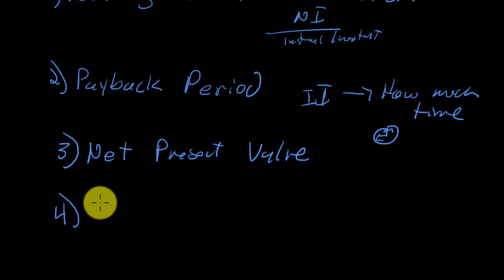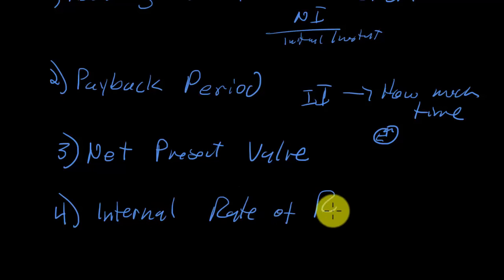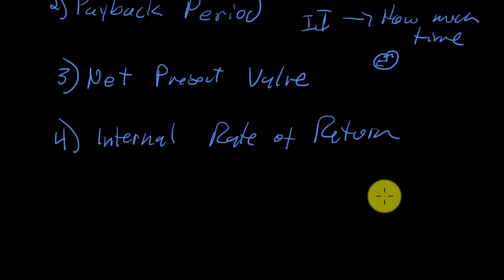Number 4 is the internal rate of return. Internal rate of return, and that is very similar to net present value, but just a little bit different. We'll discuss how.